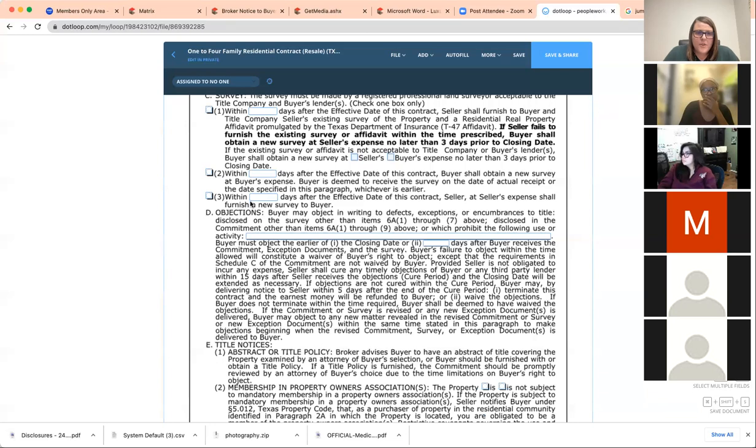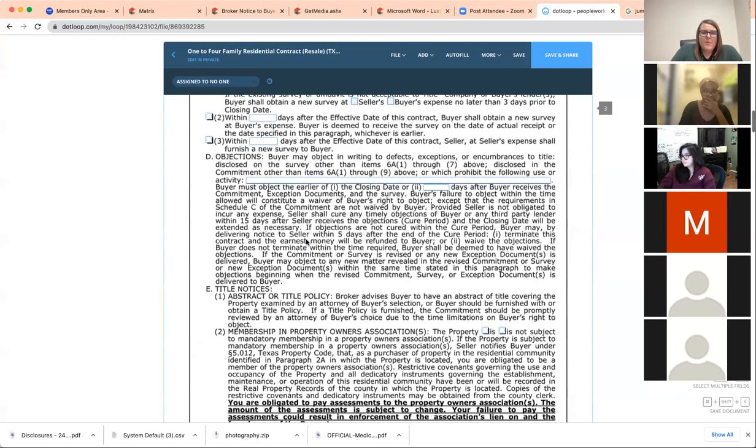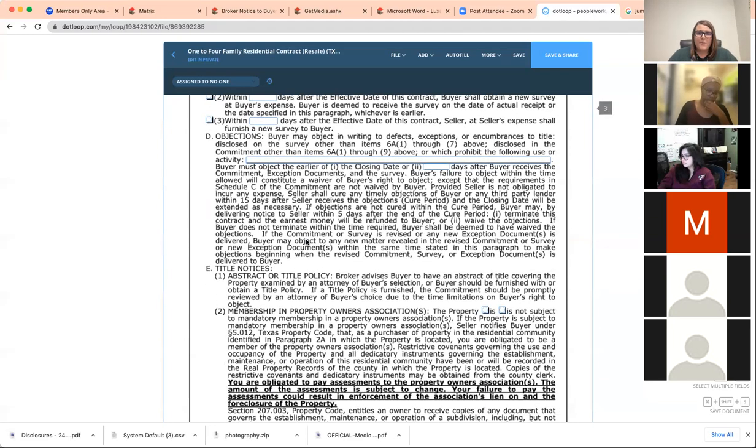Okay, objections. Buyer may object in writing to defects, exceptions, or encumbrances to title disclosed on the survey, other items through 6(1) through 7. That's the title commitment. Disclosed in the commitment other than 6(a) 1 through 9, which prohibit the following use or activity.